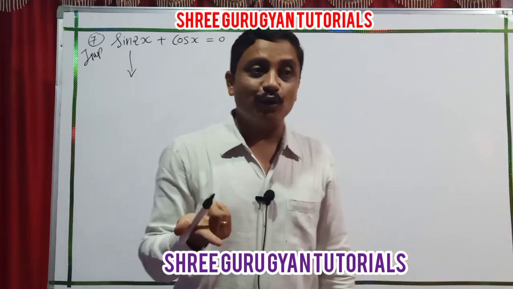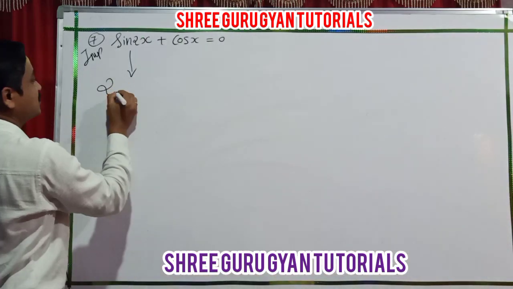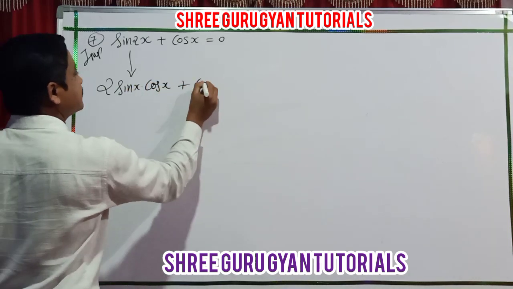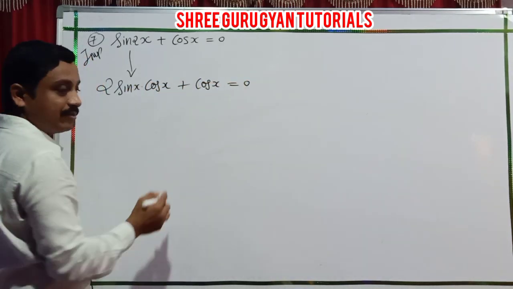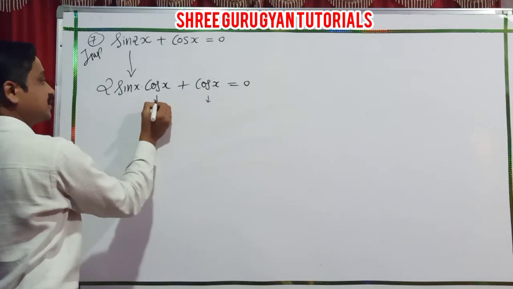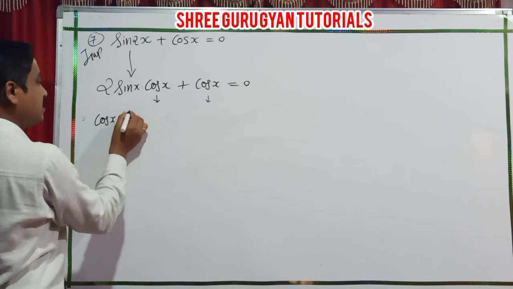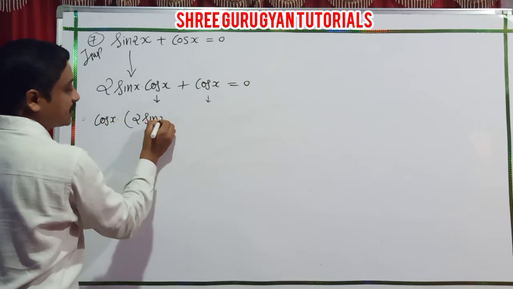Sin 2x formula, I know that. Yes, which is 2 sin x cos x. And here cos x is the same. Now this cos x and this cos x, you take the common outside. You have to take common. Remaining are 2 sin x plus 1.